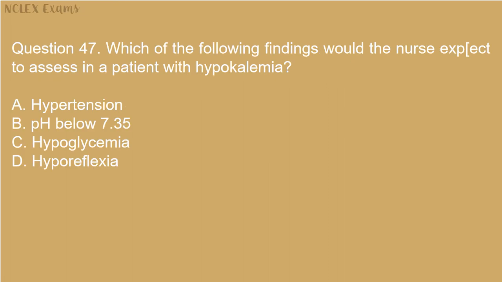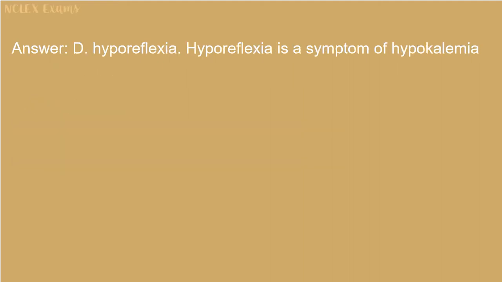Question 47. Which of the following findings would the nurse expect to assess in a patient with hypokalemia? A. Hypertension. B. pH below 7.35. C. Hyperglycemia. D. Hyperreflexia. Answer D. Hyperreflexia. Hyperreflexia is a symptom of hypokalemia.